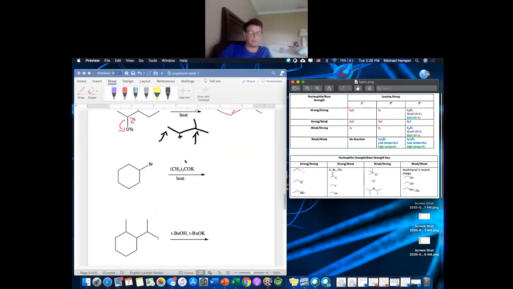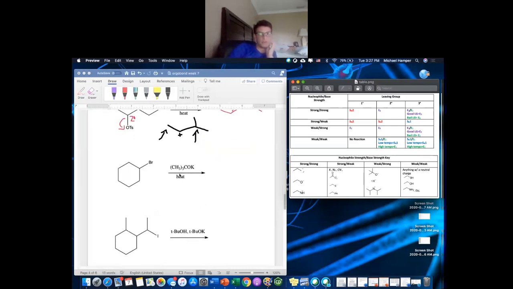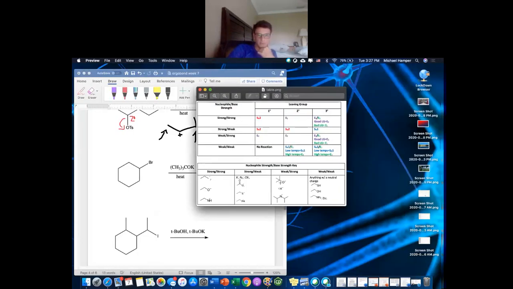But here we don't have sodium methoxide. We have a tert-butoxide. So this formula here is just saying that there's 3 methyls. So the leaving group is going to leave. Again, it's an E2 mechanism. If you go to the chart, yes, it's an E2 mechanism.